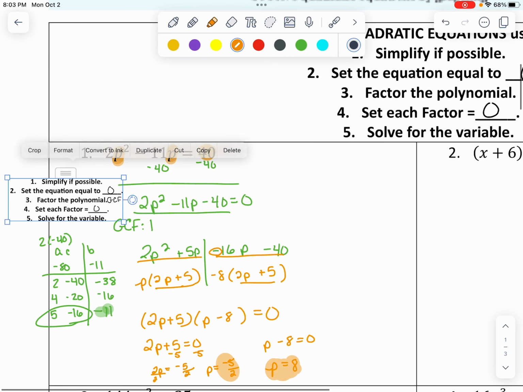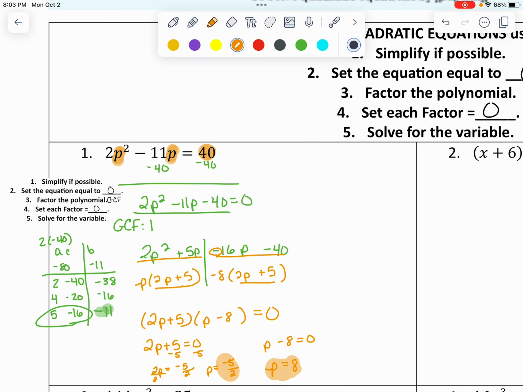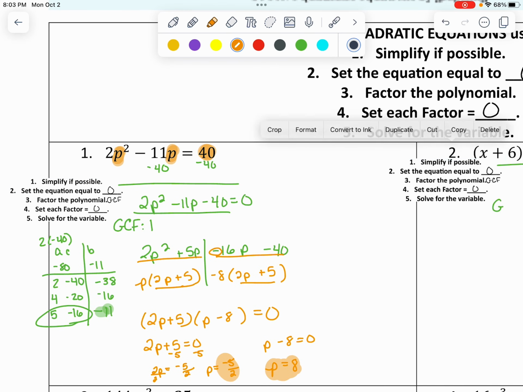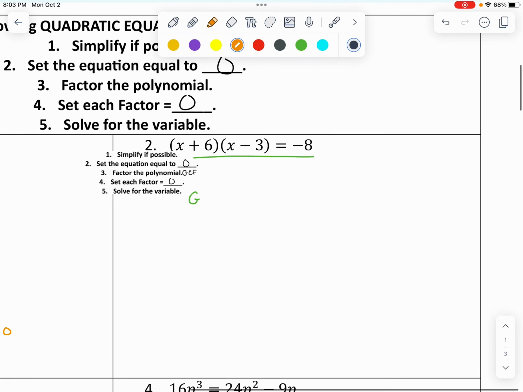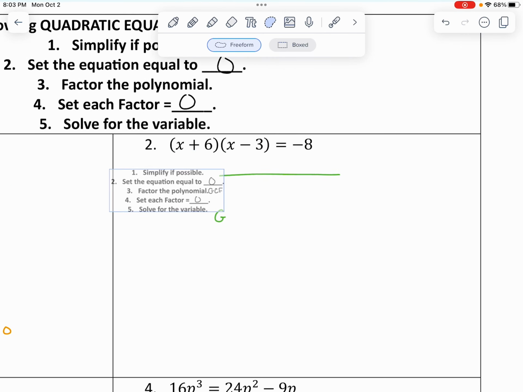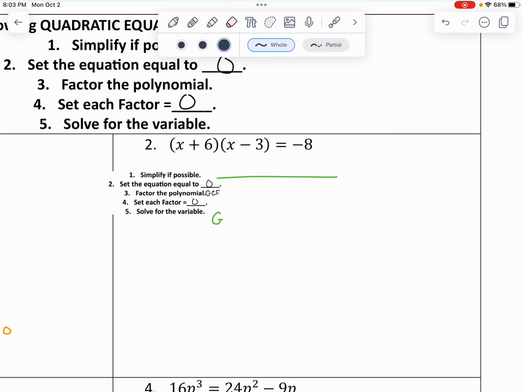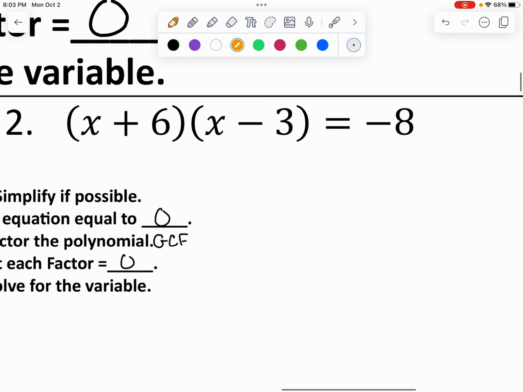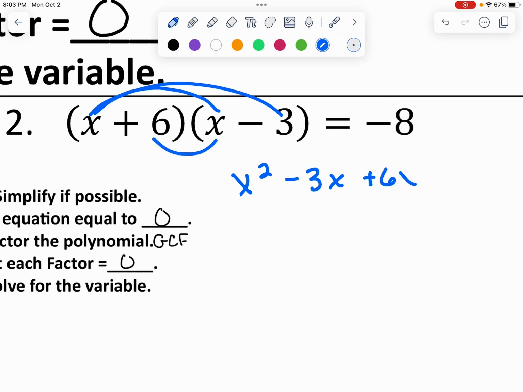So here's our steps over here. I think I can copy it. Paste it. Okay. Looking at that, could you please tell me what the GCF is? Or no, this one simplifies. Meaning you need to distribute. So x times x squared, minus 3x, plus 6x minus 18 equals negative 8.